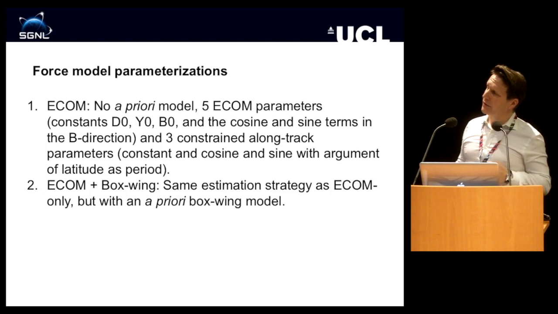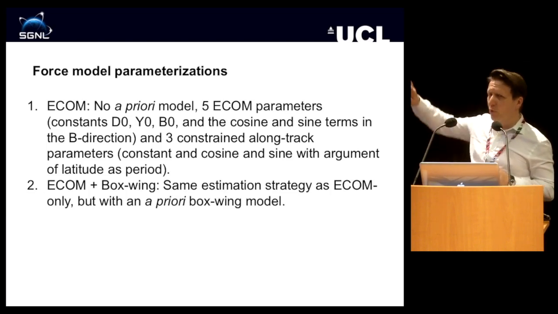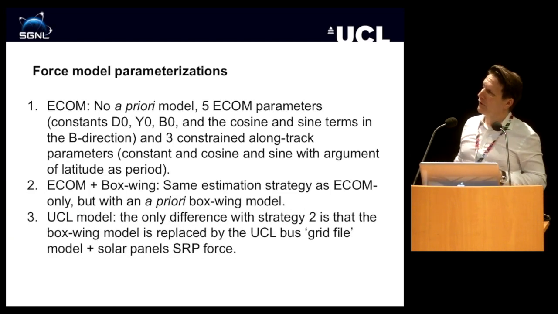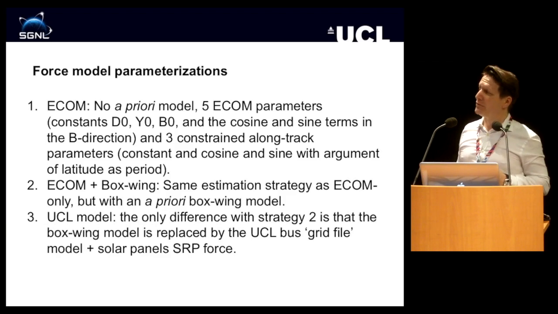Then in the second case, we used ECOM plus a box and wing model, so all of the empirical ECOM parameters plus the box and wing model. And then in the final test, we used the bus model from the UCL grid file approach, plus the empirical parameters as well. So the question is, how well did all this work?